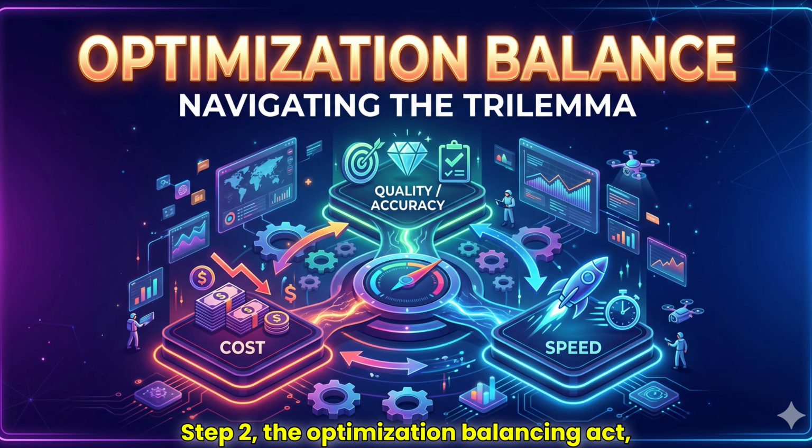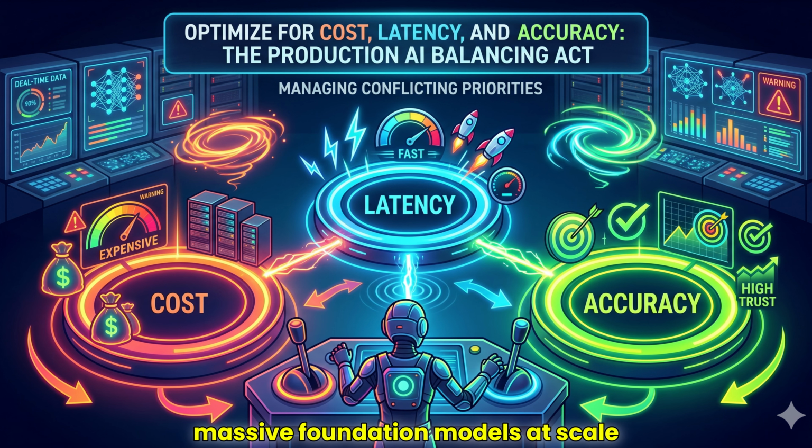Step 2, the optimization balancing act, navigating the trilemma. Operating these massive foundation models at scale introduces us to the classic engineering trilemma of Gen AI. Basically, every single architecture decision you make forces a conflict between cost, so token pricing, latency, which is response speed, and accuracy, the actual quality of the output.